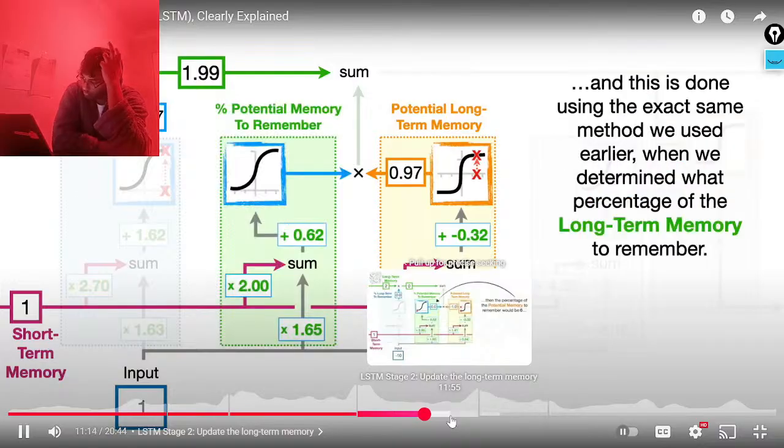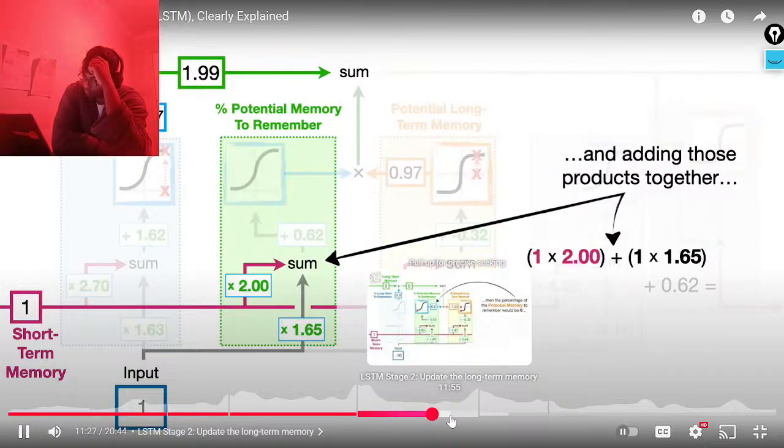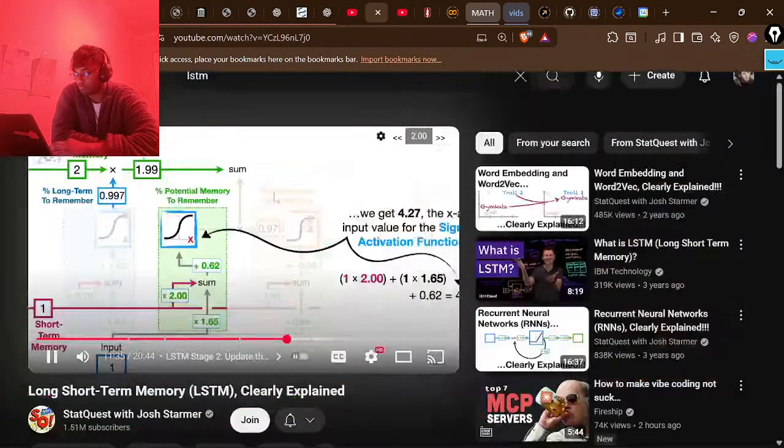And this is done using the exact same method we used earlier when we determined what percentage of the long-term memory to remember. In other words, after multiplying the short-term memory and the input by weights, and adding those products together, and adding a bias, we get 4.27, the x-axis input value for the sigmoid activation function.